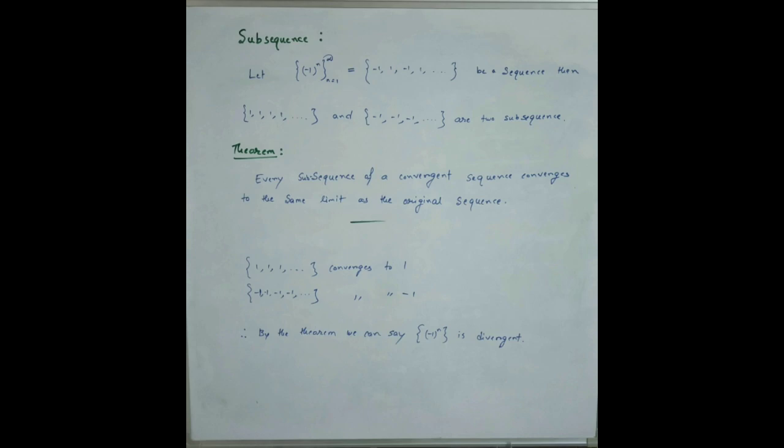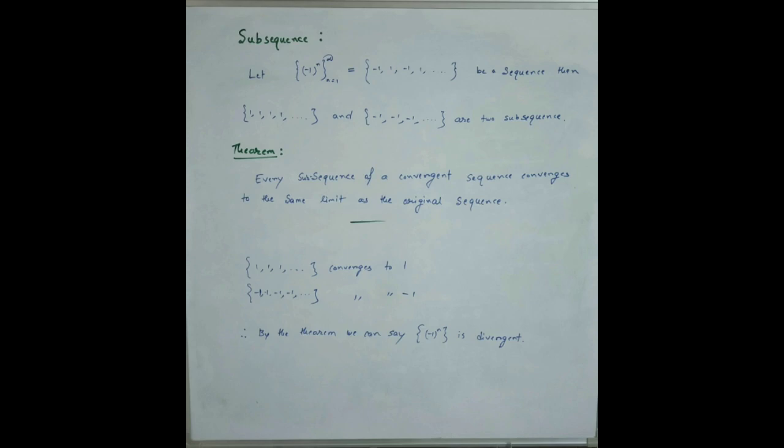Here we have to remember that a sequence contains infinitely many numbers. So we can't take only a few elements from a sequence and call them a subsequence. It must satisfy the conditions of a sequence also. This is a very important theorem: every subsequence of a convergent sequence converges to the same limit as the original sequence. So if a sequence an converges to L, then every subsequence of an is going to converge to the same limit point L.